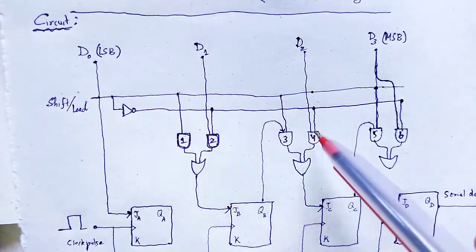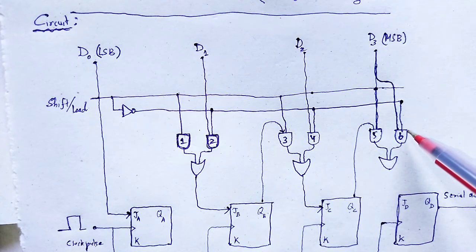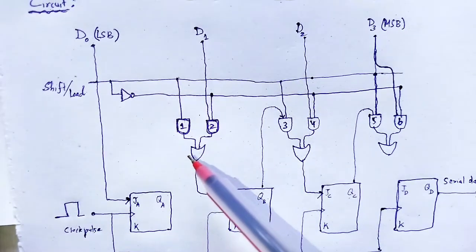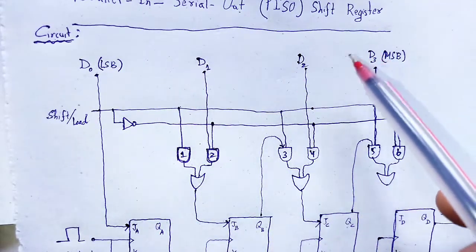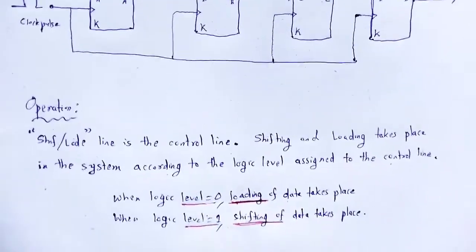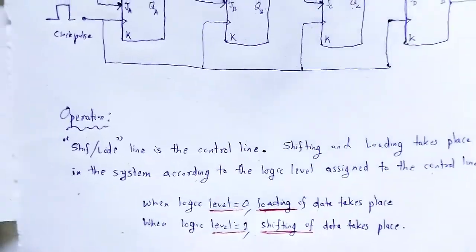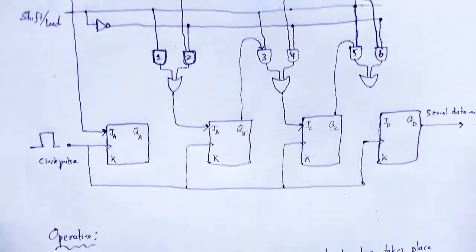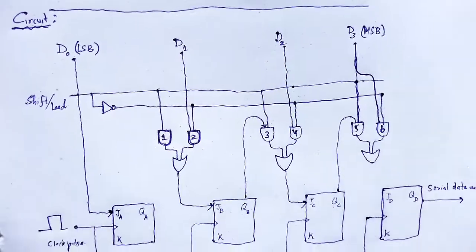So the outputs of the 2, 4, 6 AND gates will be 0, and finally we have the outputs D0, D1, D2, D3 at the shifting condition. So the logic level is 1, shifting of data takes place. In this way, the operation holds in parallel in serial out shift register.